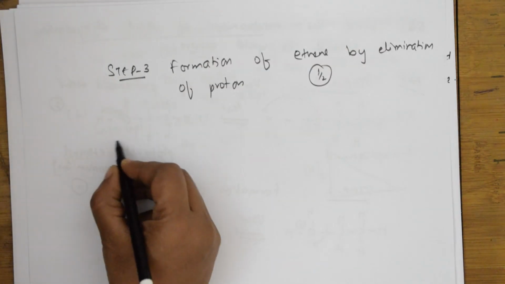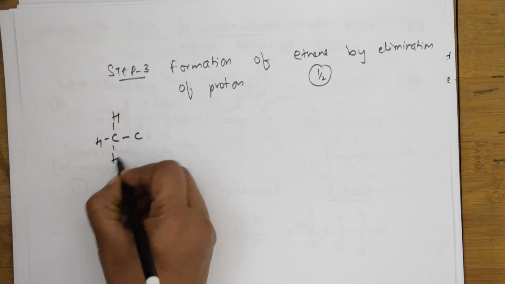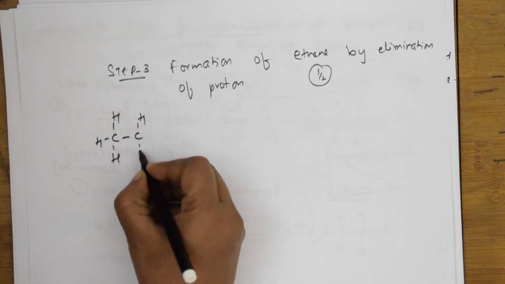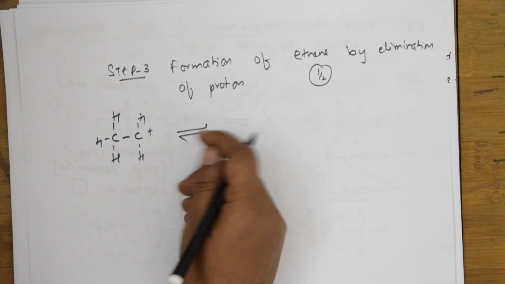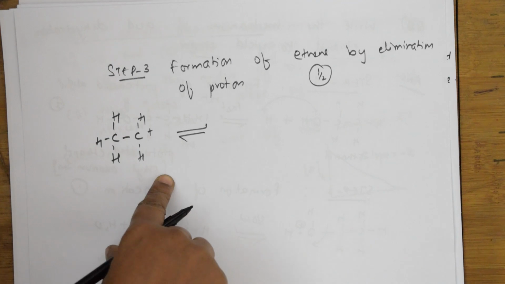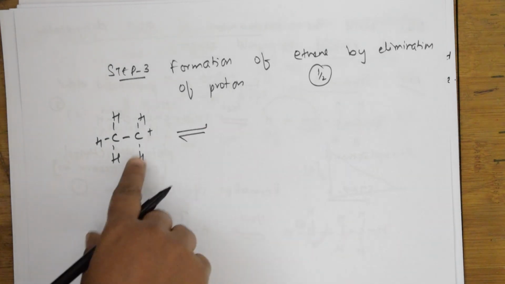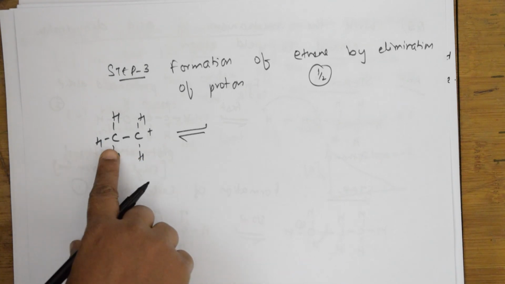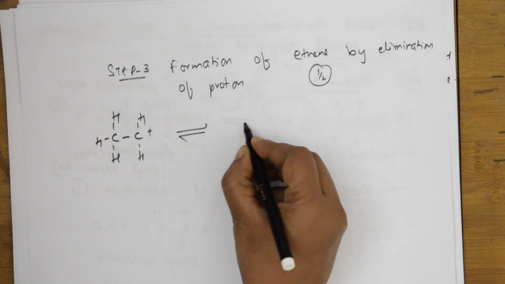Now let me take the carbocation. Carbon, carbon, hydrogen, hydrogen, hydrogen, hydrogen, hydrogen, and plus. Right. Now what will happen here? Formation of ethene by elimination of proton. I'll be eliminating a proton from this, because I have to prepare ethene, isn't it? So one proton will be eliminated, and what do I get?